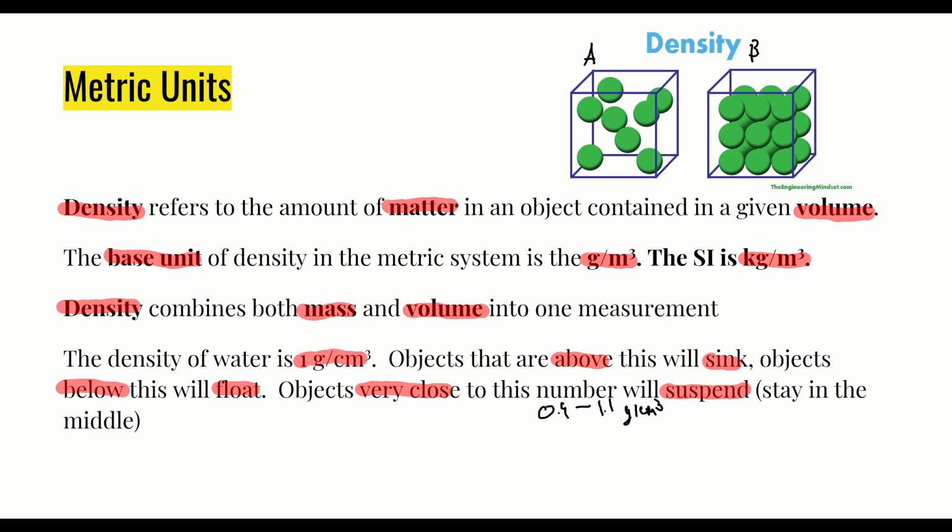The amount of matter and the amount of volume. So in this scenario, our volume is kept the exact same. The only thing changing is these green spheres we have in here, and those are really the stuff. That's the matter. And if we notice, there's a lot more in object B than in object A, so we should see that object B has a far greater density.